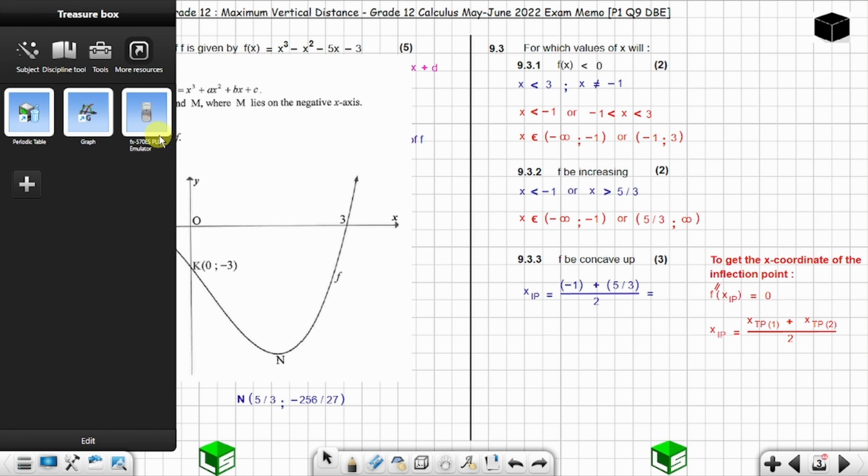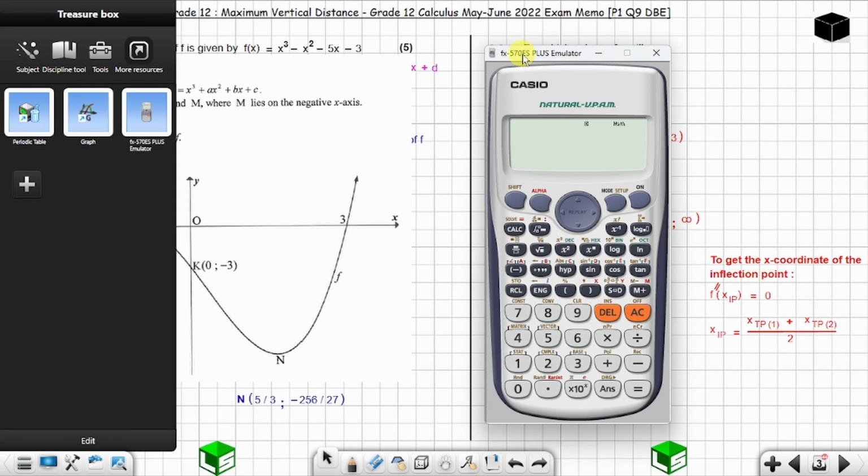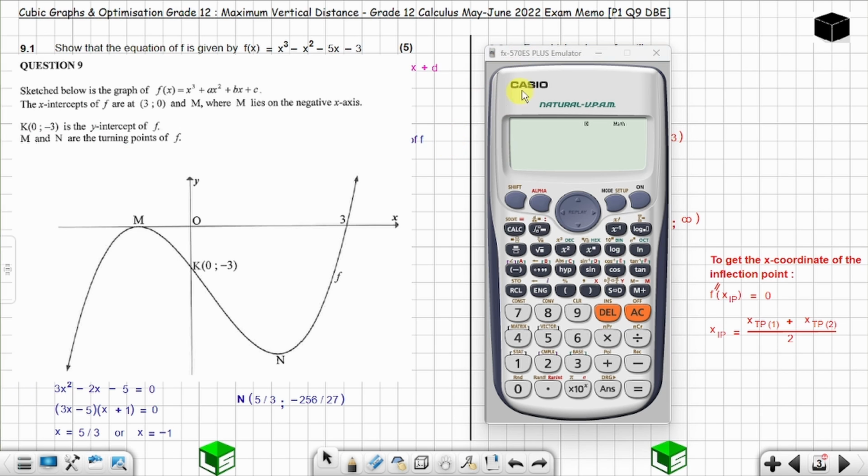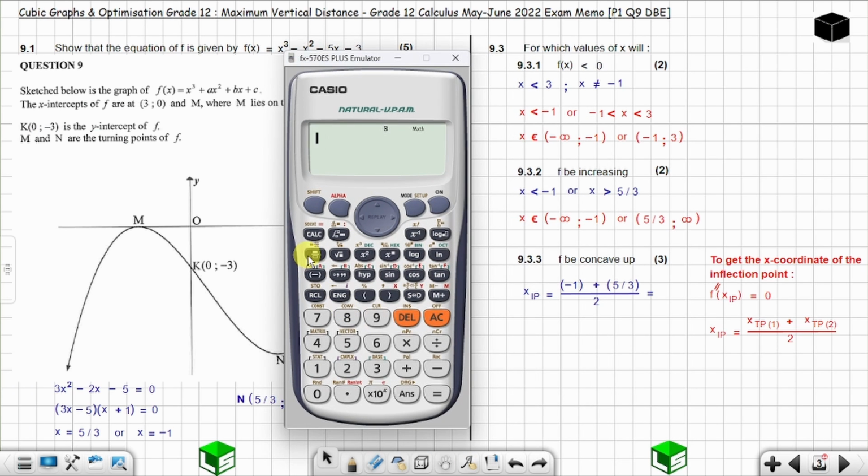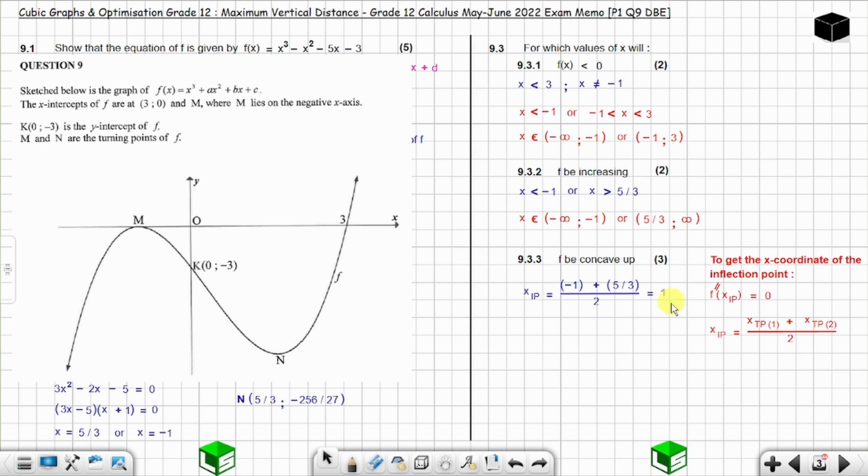So the x-coordinate of the inflection point is equal to, you can use your calculator. Let me use my emulator. I have -1 plus 5/3. You divide by 2. So you have 1/3. Okay, 1/3. You can also use this. You are going to find 1/3. So it's 1/3. Okay, which is somewhere there. So somewhere there you have the x-coordinate of the inflection point. So the inflection point is there.